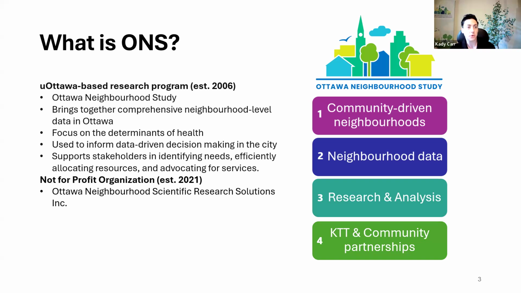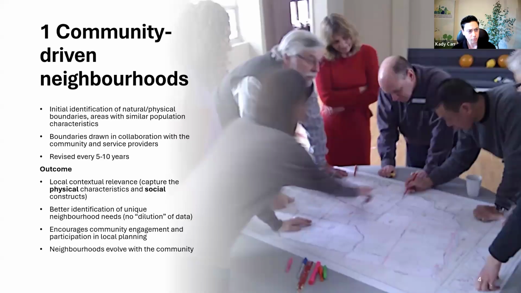So I'm going to talk to you about the four main components of ONS. The first one being the community-driven neighborhoods, the second one being the neighborhood data, the third being the research and analytics, as well as analysis, and the fourth being the knowledge translation and transfer and the community partnerships. Next slide, please, Anzo.